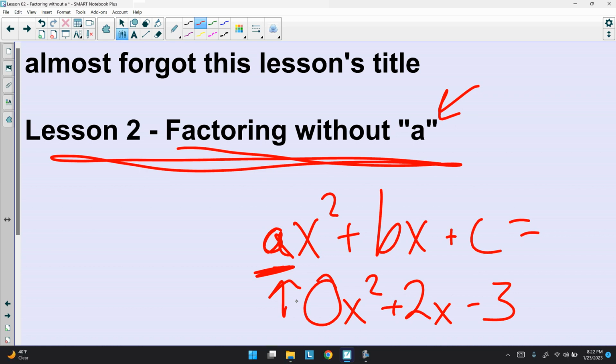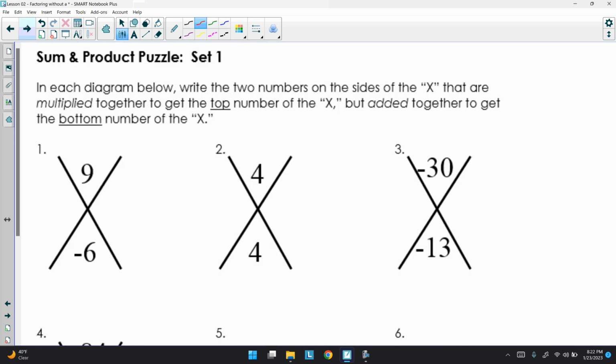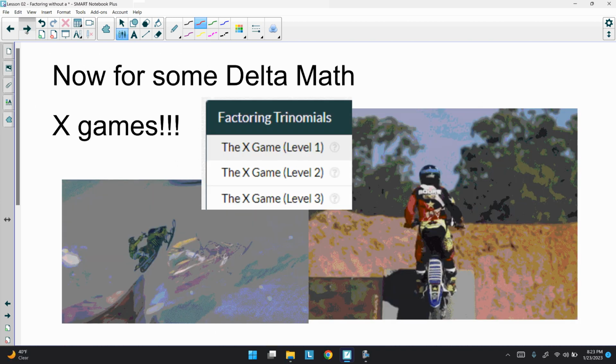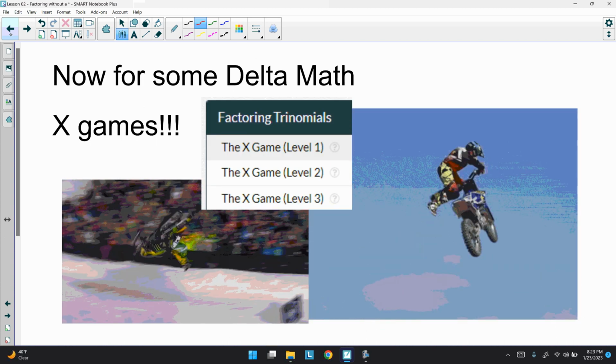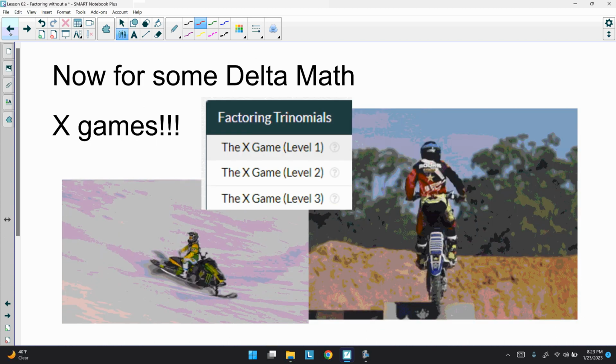But first, we'd want to play the X Games. But again, this will be more fun while we're in class, so we're going to skip this and go straight to the factoring stuff. The Delta Game, X Games, yada yada. We'll be doing that in class.